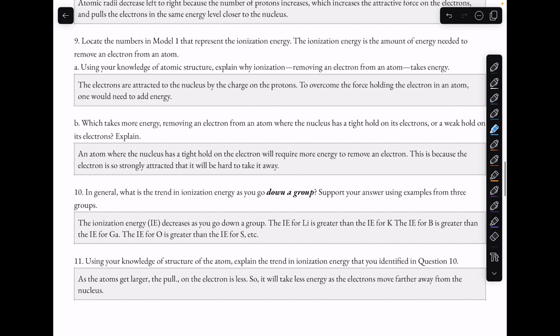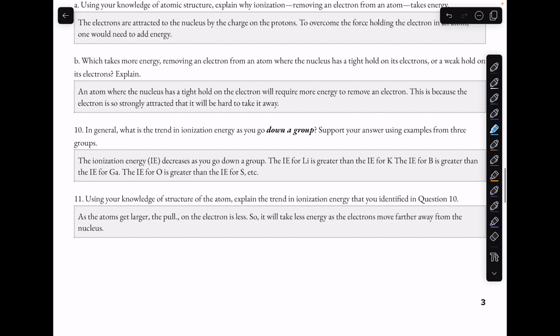And of course, if we have a weaker hold on the valence electrons, it will take less energy to remove it. So an electron is held more weakly if it's farther away from the nucleus, in a larger electron ring, and if there's more electrons on the inner rings shielding or blocking that positive charge from holding on to it.